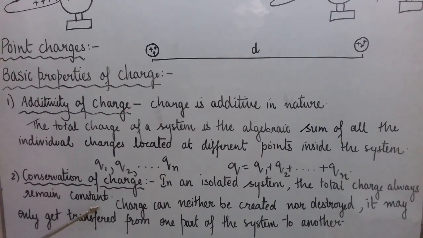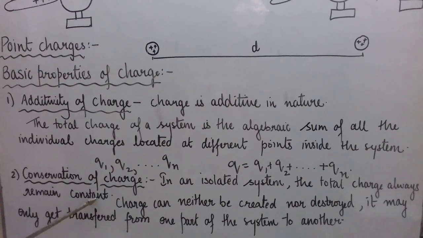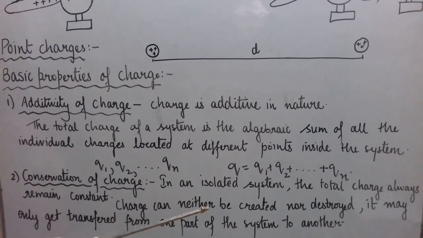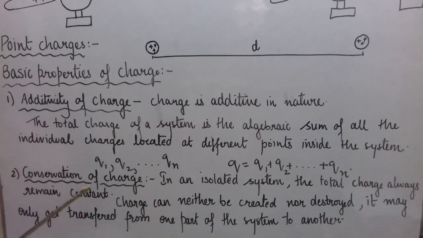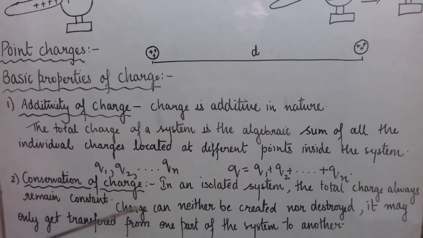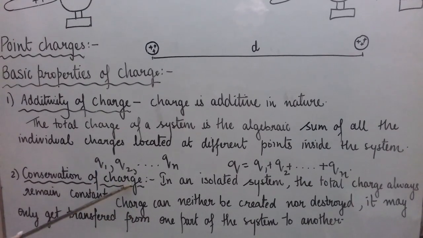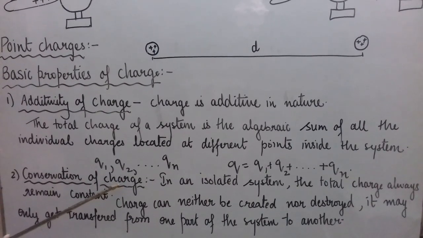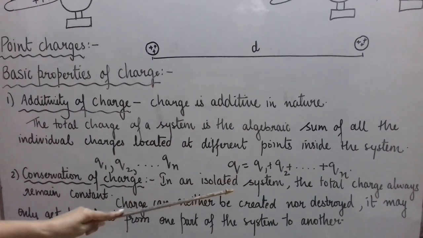In other words, we can say that charge is conserved in an isolated system. Or it means that charge can neither be created nor destroyed. It can only be transferred from one part of the system to another. I think you have started this conservation of charge in your lower classes also. And also you have studied about conservation of energy, conservation of mass. Conservation of energy you have studied in physics, conservation of mass you have studied in chemistry. And whenever we discuss conservation, it is generally in an isolated system.